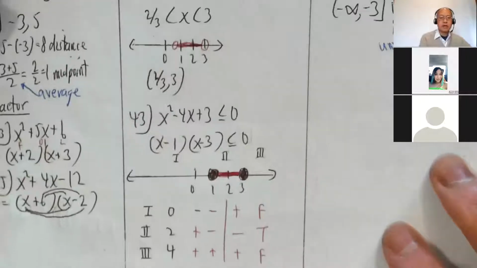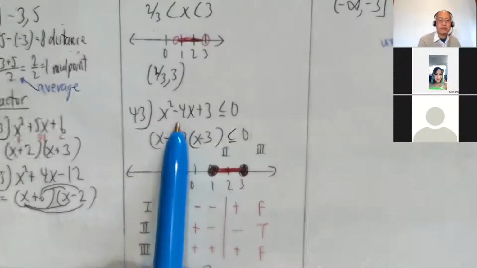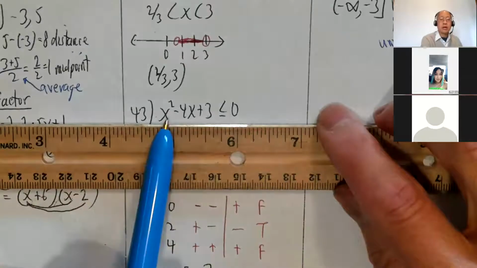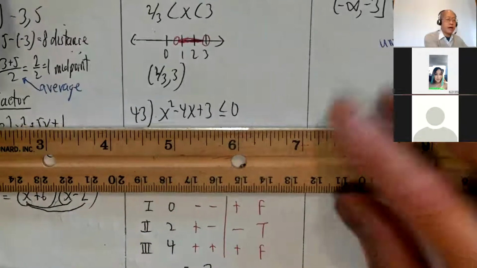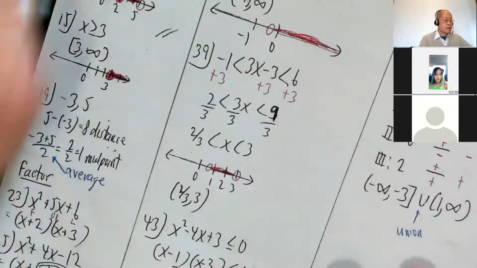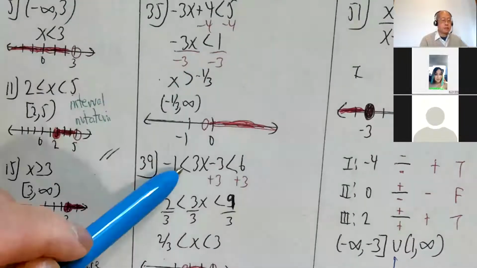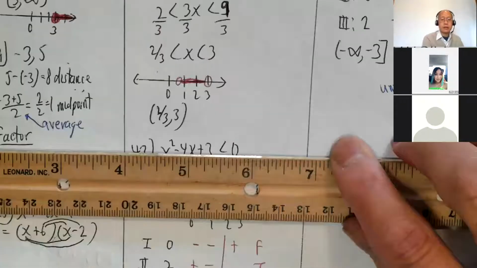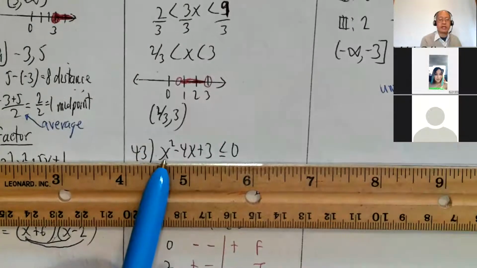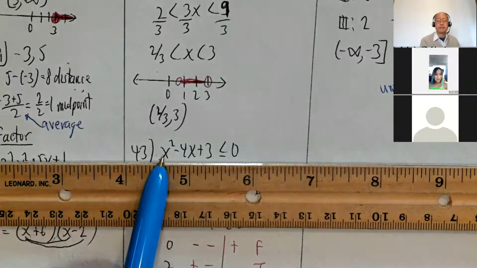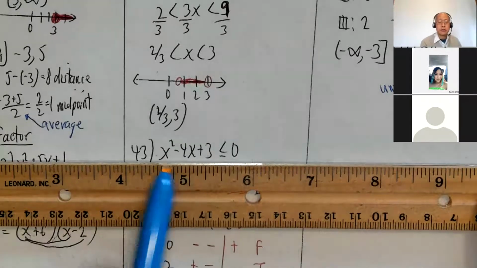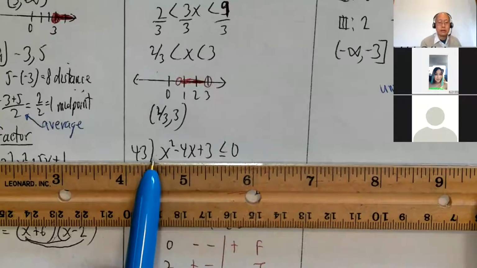Okay, 43. X squared minus 4x plus 3 is less than or equal to 0. All right, you cannot work this one out the same as these. This is a quadratic right here, which means there's an x squared. So it has to be done differently. So first thing we want to do is factor this. Can you think of how to factor that?